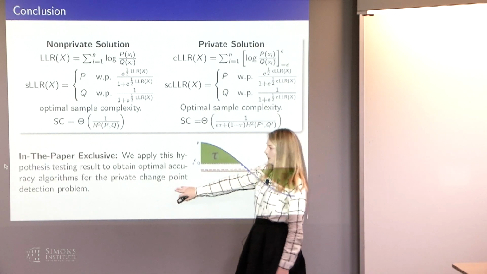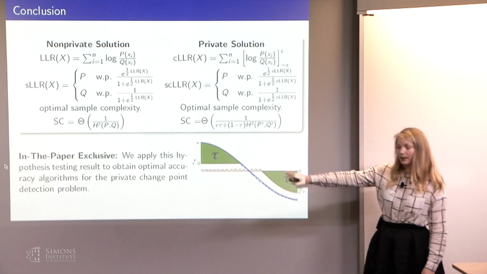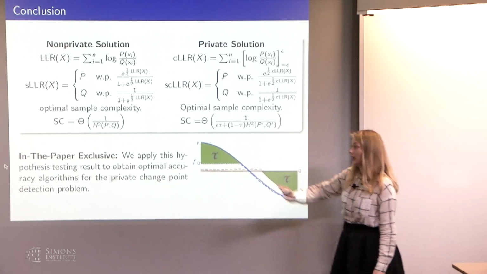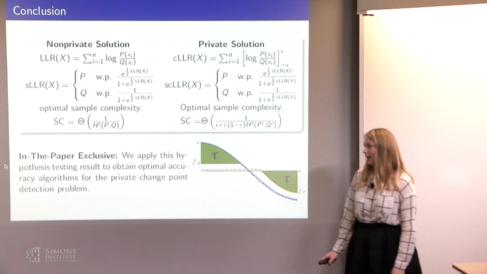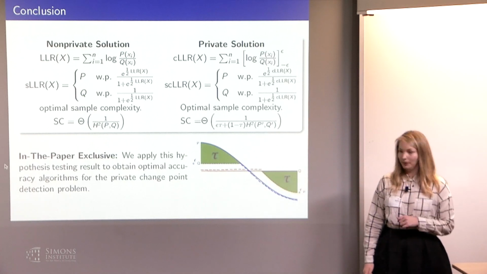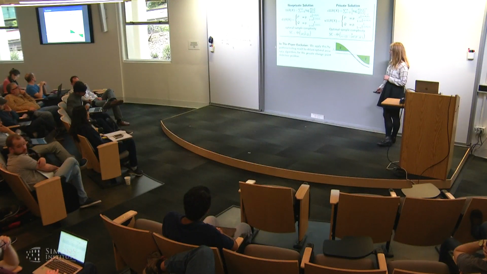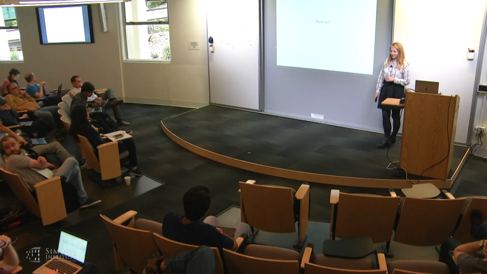And we do a little more in the paper. So in the paper, we apply this hypothesis testing result to obtain optimal accuracy algorithms for the private change point detection problem. Okay, thank you.